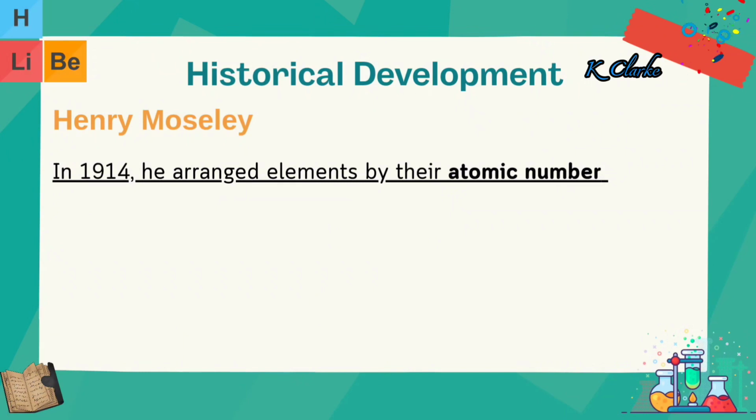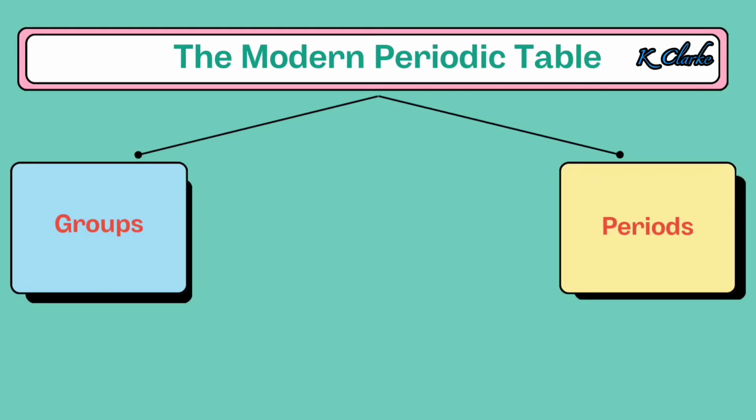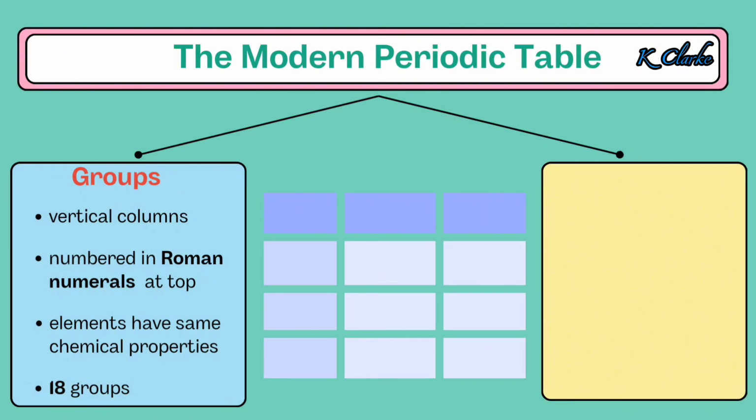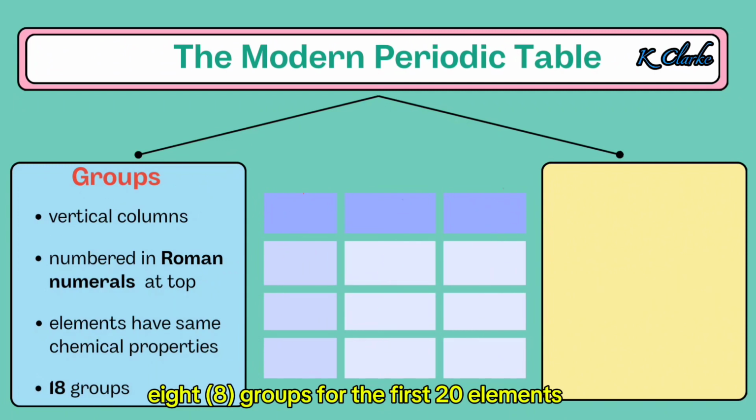which we use today. Today's periodic table is arranged into groups and periods. Groups are vertical columns that are numbered in Roman numerals at the top of the periodic table. The elements in each group have similar chemical properties. In total, there are 18 groups in the periodic table. However, there are 8 groups for the first 20 elements of the periodic table.